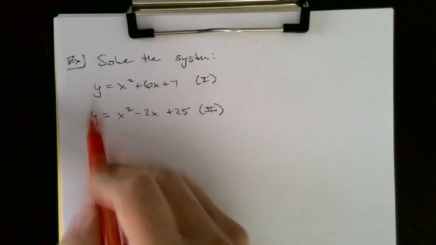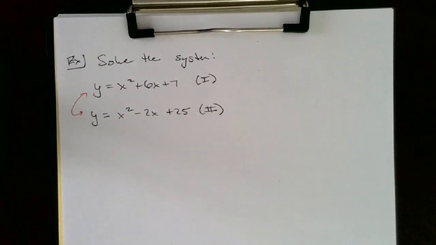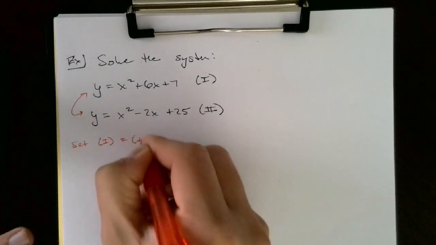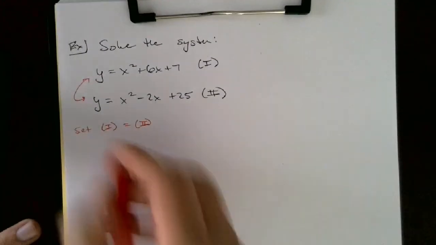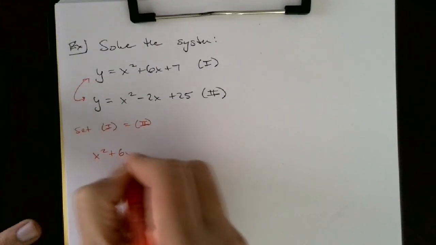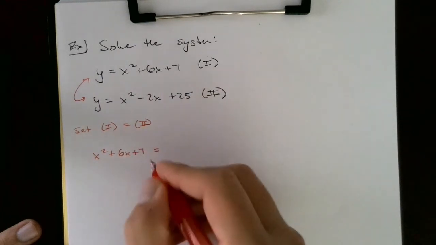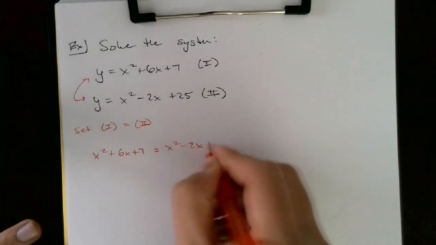If these are both y and they're both equal to y, you could set them equal to each other. Essentially, you're setting, right, equation 1 equal to equation 2. You're subbing in for y into the other equation. And when I do that, I end up with x squared plus 6x plus 7 is equal to x squared minus 2x plus 25.